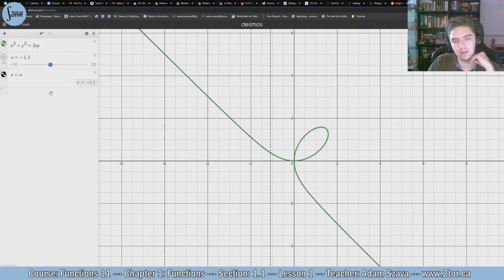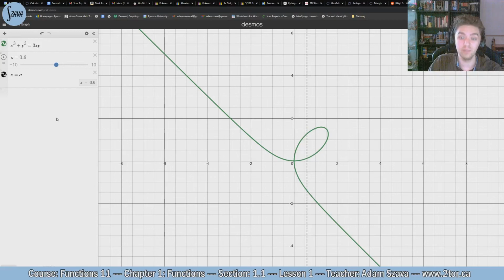Well, I can do it here. I can do it here. It only passes through the graph once, but not here, right? There, it does not pass through the graph only once. Here, it passes through the graph twice, right? So it is not a function. Actually, no, sorry. Here it passes through the graph 3 times.